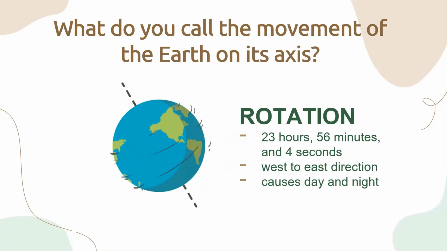This mismatch is because the Earth rotates more than 360 degrees to line up with the Sun again each day. It rotates from west to east direction, which appears counterclockwise when viewed from above the North Pole. This movement causes day and night.